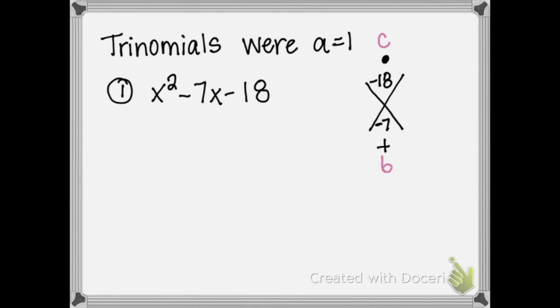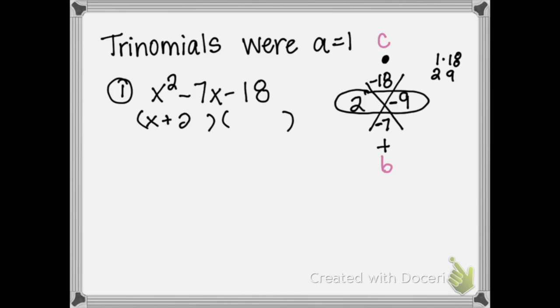So I have multiple options. I could do 1 and 18. Well, 1 and 18 can't get me 7. I have 2 and 9. So 2 and 9 could work. We just have to figure out how to manipulate that. So we need to multiply to get negative 18, but when we add them, we get negative 7. So in order to do that, that'd have to be negative 9. So we're going to take these two numbers that I just found, and I'm going to break them into two linear binomials. So this is going to be x plus 2, because 2 is positive, x minus 9.